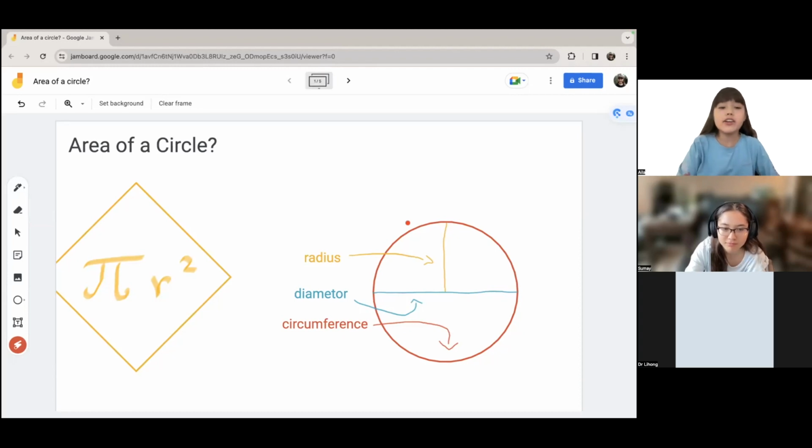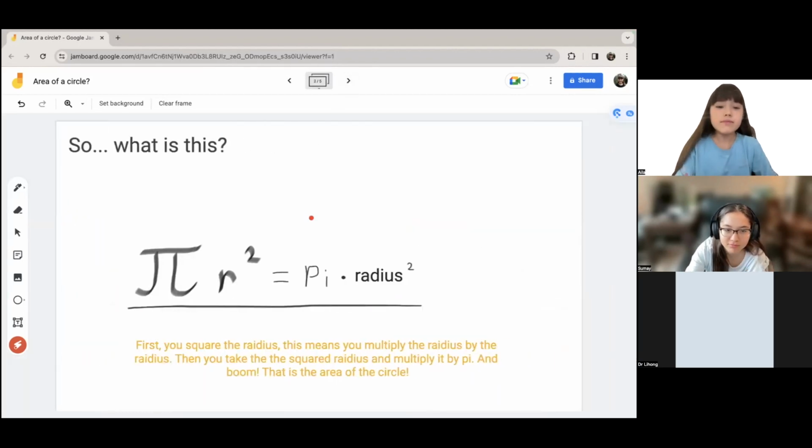So to find the area of a circle, there is a formula that you use. And this formula is right here. This is the magical formula that we could not live without, right? It is pi times r squared. So what does this actually mean?